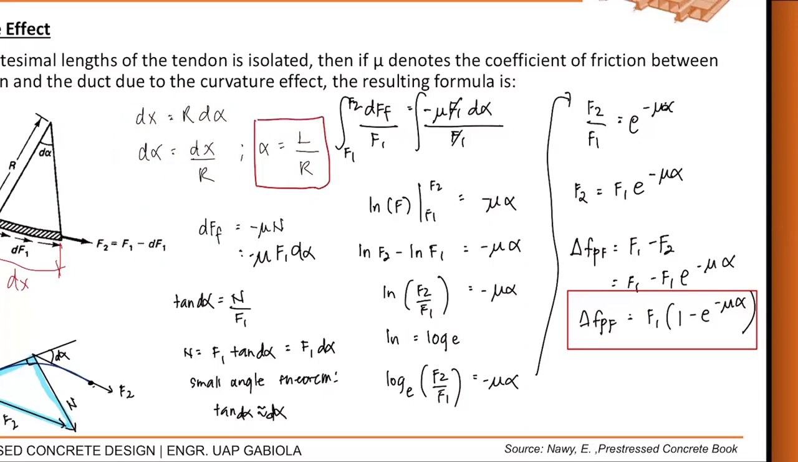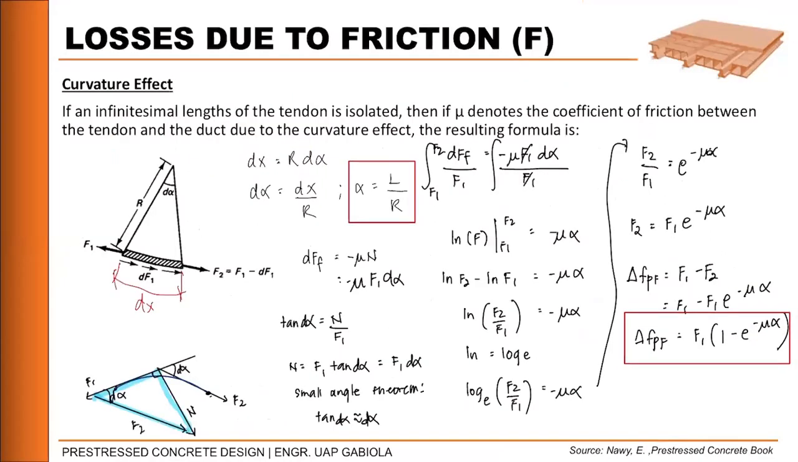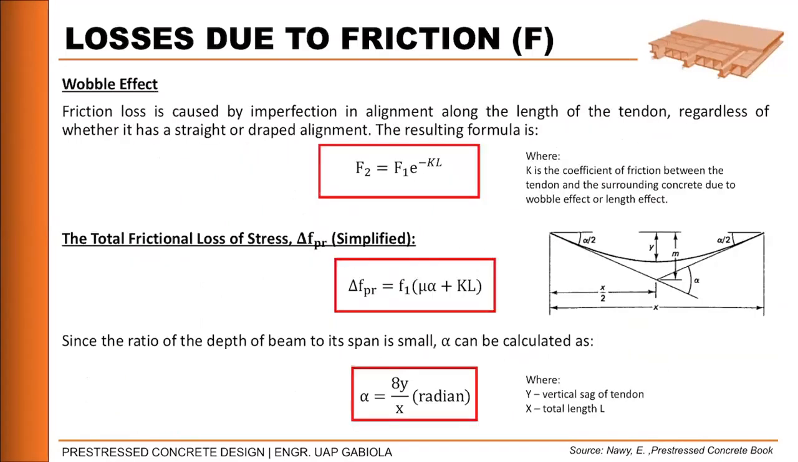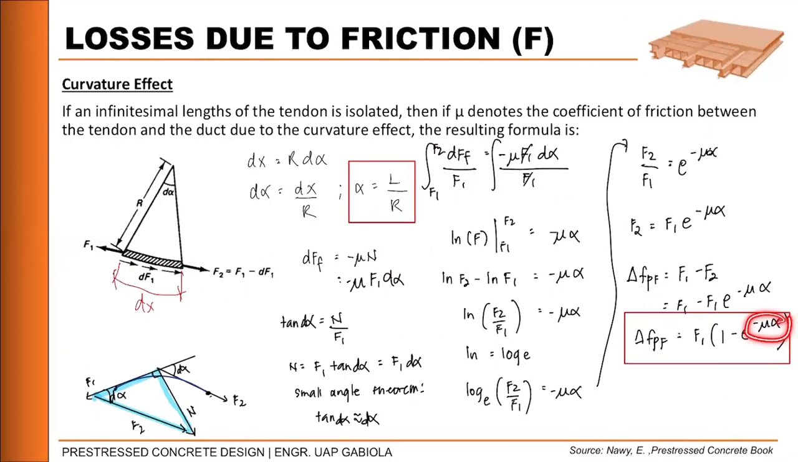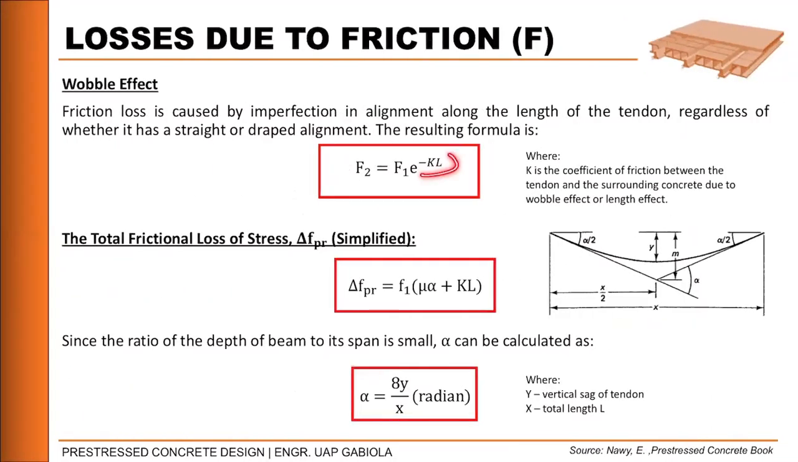Okay? So, ayan yung value natin. So, pwede mo na lang substitute yung alpha na L over R siya dito. Okay? And then, kung ito yung effect niya para dun sa curvature effect, since friction din naman si wobble effect, pwede natin substitute na lang na palitan lang natin yung kanyang value ng friction dito. Gagawin lang natin siyang negative KL. Okay? Kaya yung F2 niya equals sa F1 e raised to negative KL. Kaya pwede natin siyang pagsamahin ngayon.